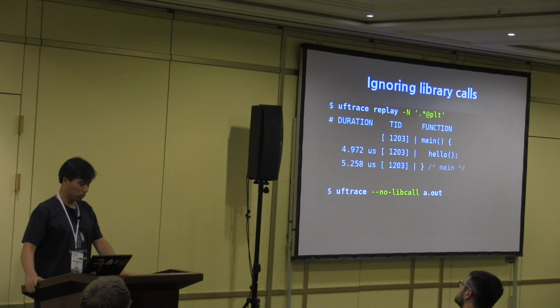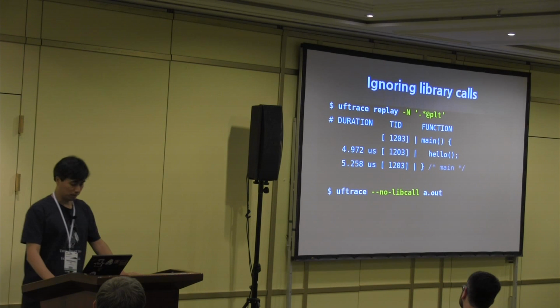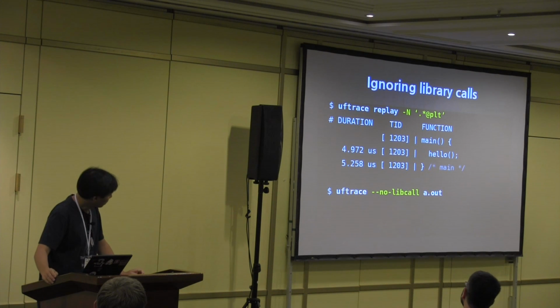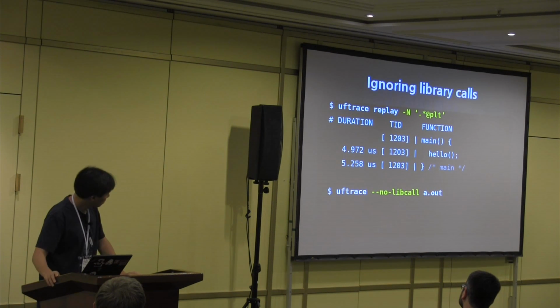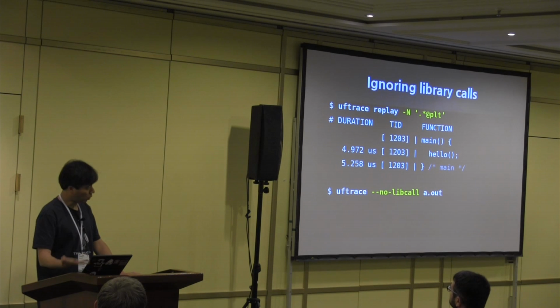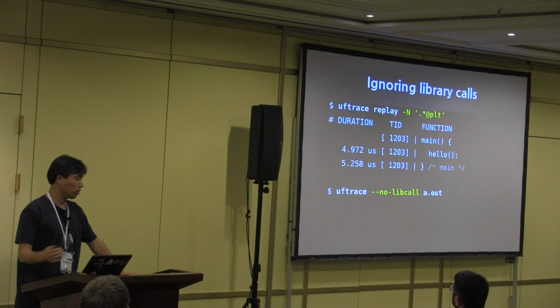The related option is to just ignore the library calls and only focus on functions that are in your main executable. In this case, you can use the filter option to select all functions from the PLT. But in this particular example, it's much better to use the no-lib-call option since, at record time, it doesn't try to hook the PLTs.